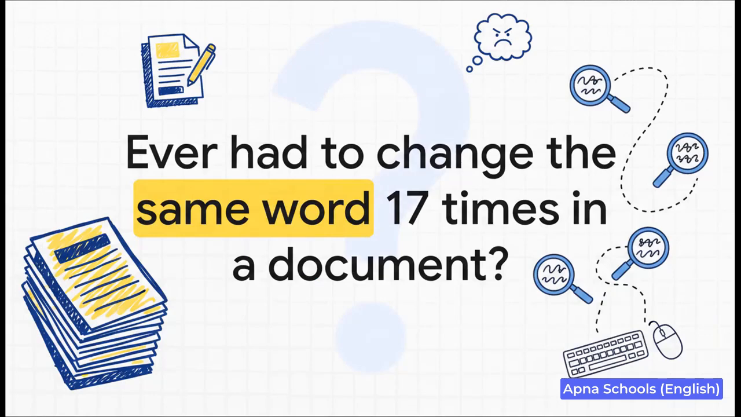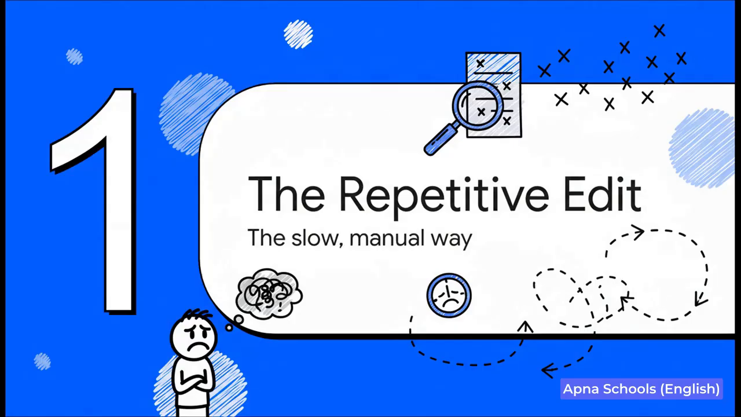So, we've all been there, right? You've just wrapped up a 100-page report, or maybe you're helping a friend with a file, and then you see it, a word that needs to be changed. And of course, it's not just in one spot, it's everywhere. This gets us to what I call the repetitive edit problem.